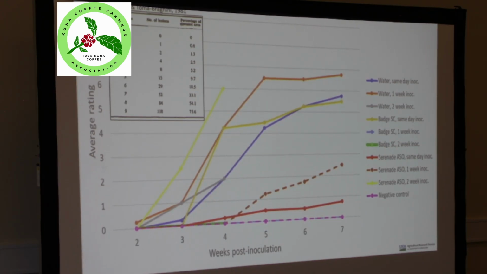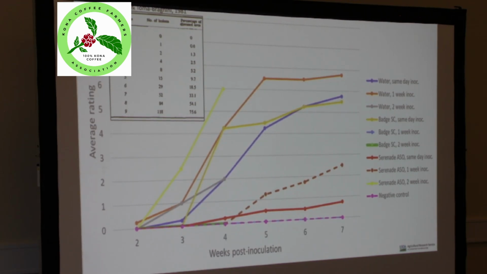If we look at the water, blue, orange, and gray, that followed the typical progression of disease symptomology. Within 3 or 4 weeks, you start to see the spores, which gradually increase over time. Okay, when we look at Badge, the dotted blue and the orange and the green.